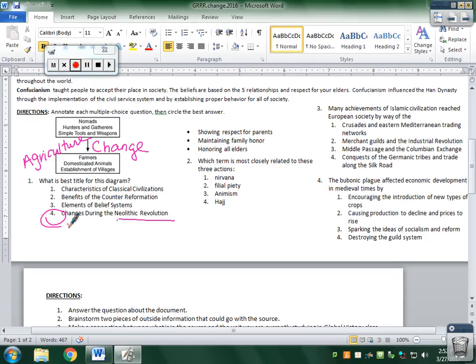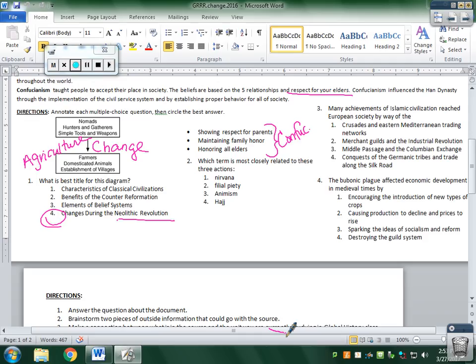All right. Which term is most closely related to these three actions? Our three actions here are showing respect for parents, maintaining family honor, and honoring all elders. These are ideas associated with Confucianism, and I did define this word up here above in respect for your elders. So go back up and look at your notes, or check the earlier video to get the answer to that question.